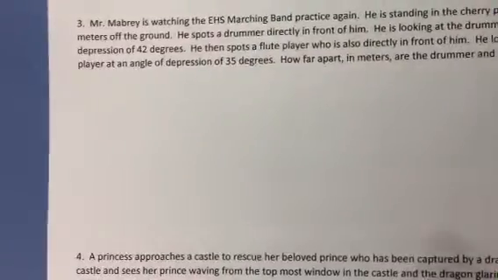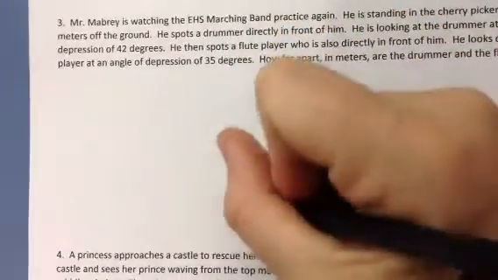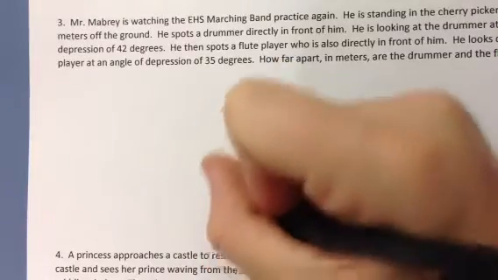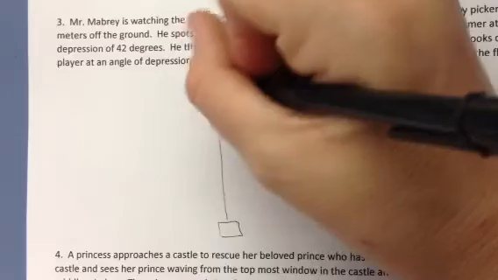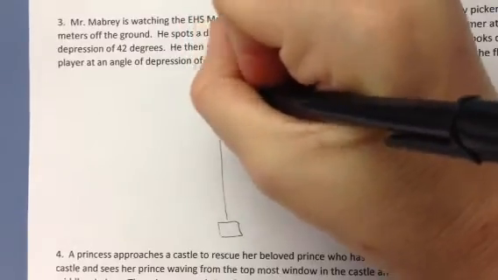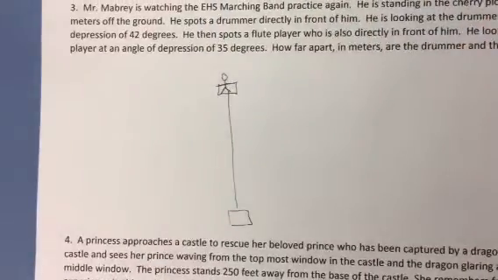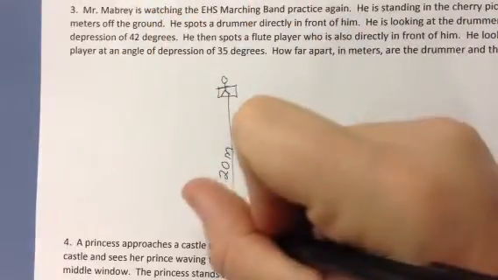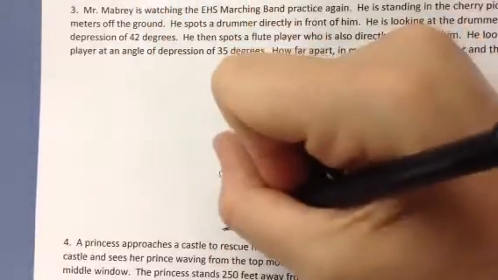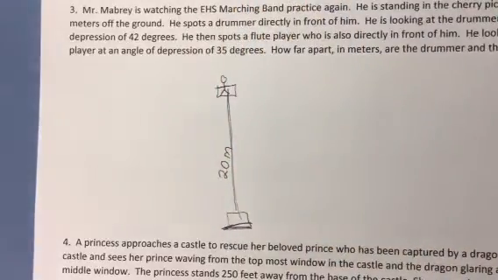So a cherry picker is just a crane. And if you've ever been out there watching the band practice, or if you're in the marching band, you might kind of know what I mean. So I'm just going to sketch our crane. And we said that that's 20 meters off the ground. So this is the ground. And that's 20 meters. Okay.